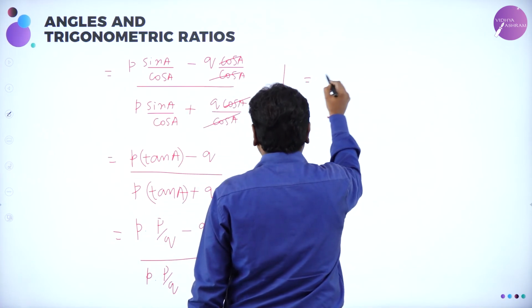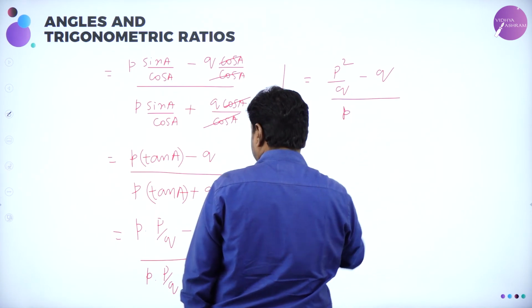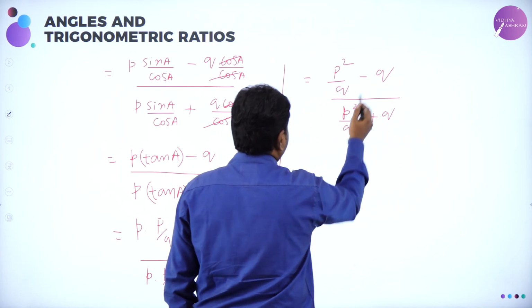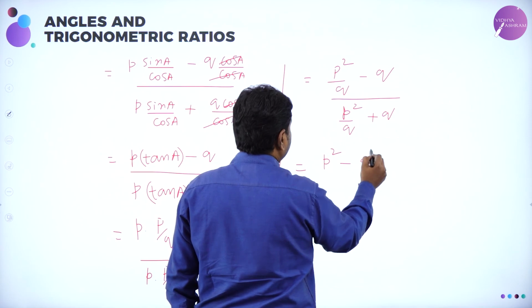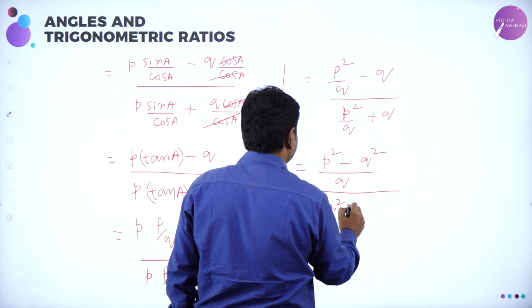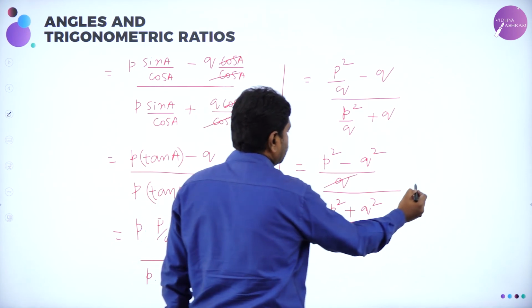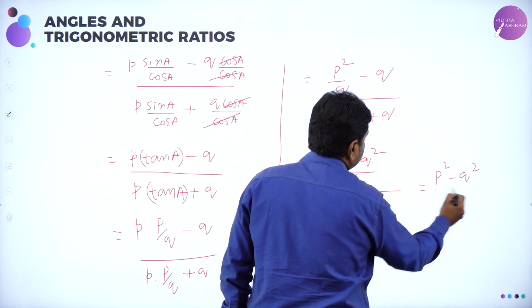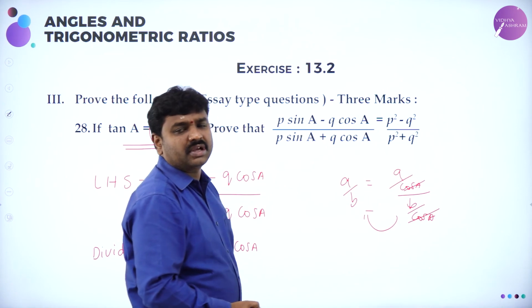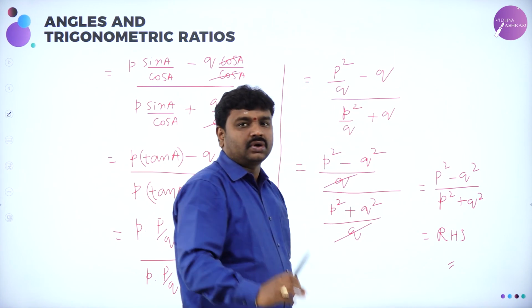If you simplify, numerator will be p square by q minus q. Denominator is also p square by q plus q. Take LCM for numerator: p square minus q into q, that is q square, by q. Denominator also, take LCM: p square plus q into q is q square, by q. Q cancels. We are left with p square minus q square by p square plus q square. If you refer, RHS is the same: p square minus q square by p square plus q square. So this is your RHS, hence the proof.